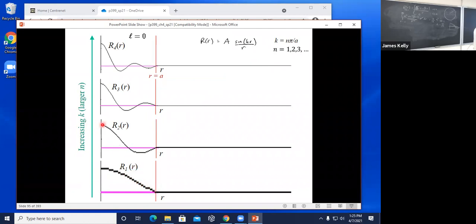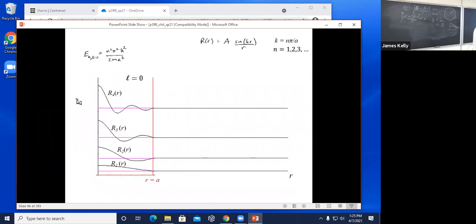The function starts out at a perfectly finite value and goes to 0 at its first 0. For n equals 2, it goes down and its second 0 is placed at r equals a. For n equals 3, the third 0 is placed at r equals a, and so on. So it's doing the same kind of thing we saw before, where each time you get one more wiggle as you go up in n values.